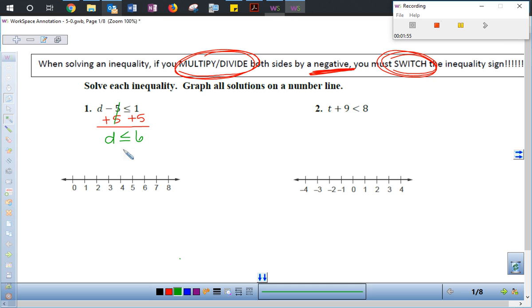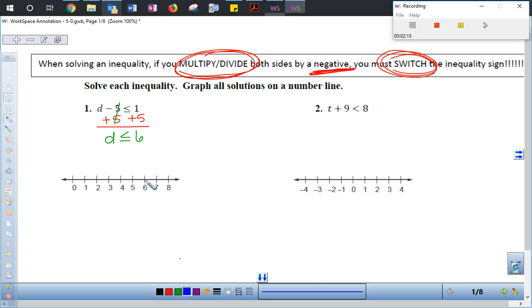Okay, so two things need to happen now. Now I need to graph my solutions on a number line, and I also need to write my answer in set builder notation. So here's how we do that. First of all, I want to graph my solutions on a number line. So I'm going to start with the number 6.